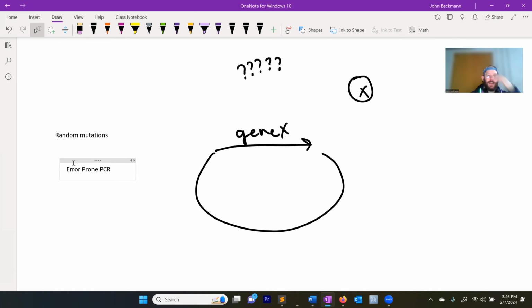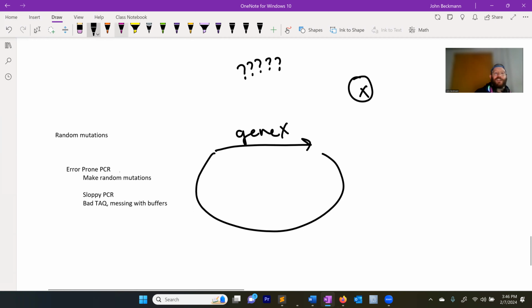PCR. Okay. So error-prone PCR is a way to make random mutations. And it is exactly what the name states, it's essentially a real sloppy PCR. So you have a real crappy polymerase, maybe you're using a bad Taq, and you're messing with the buffers. You're making the buffers non-optimal so that you're encouraging the polymerase to make mistakes. Okay. And then you would have primers, PCR primers, here and here on your gene.